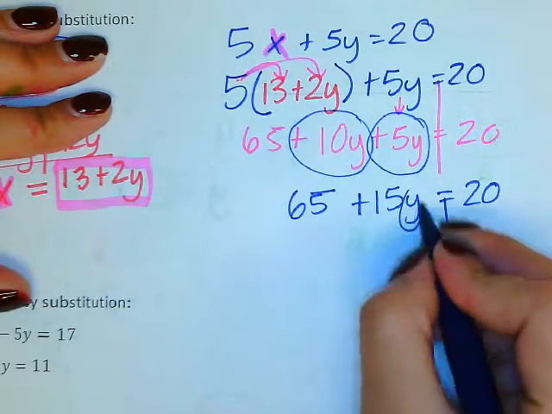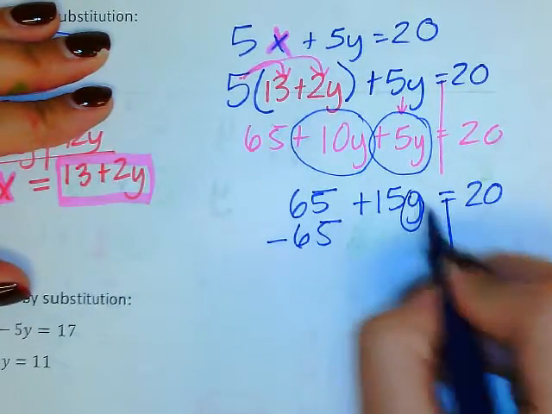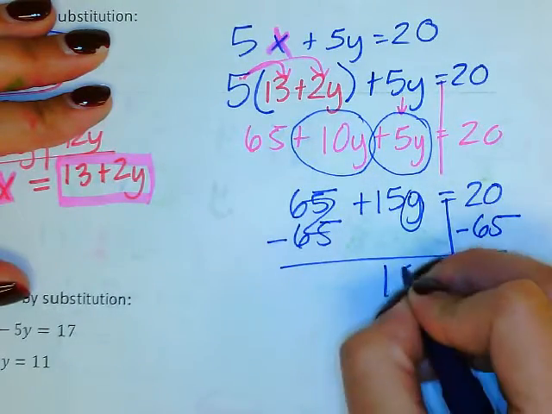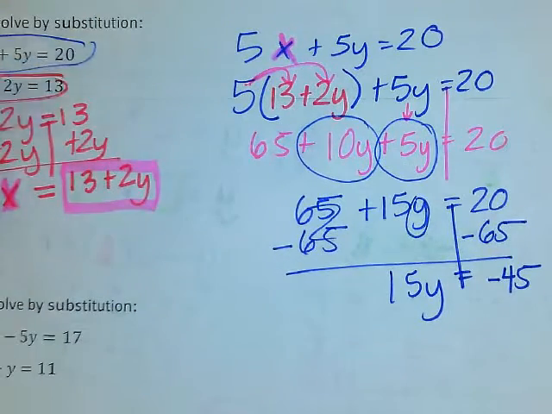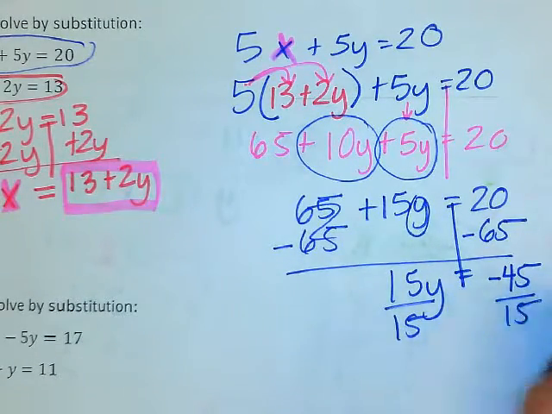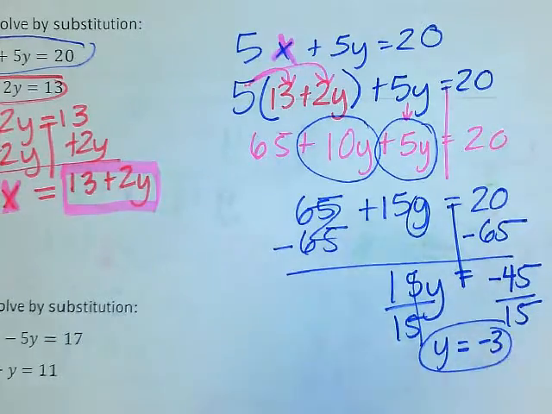Okay, so now I'm going to solve for y. So my first step here is to get rid of the 65 so that I have this alone. So 15y equals negative 45. Okay, and then my last step here would be to divide by 15 so that I have y alone. So y equals negative 3.